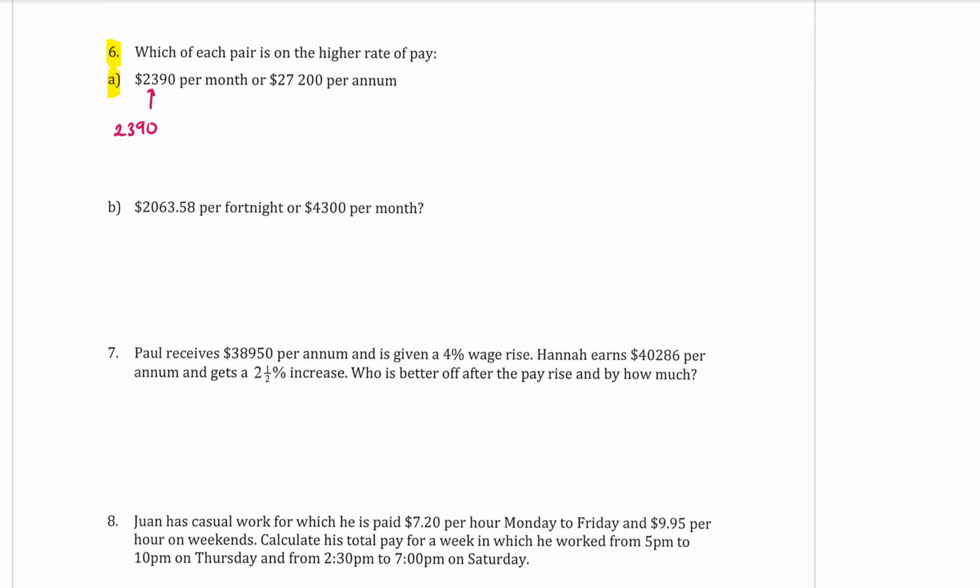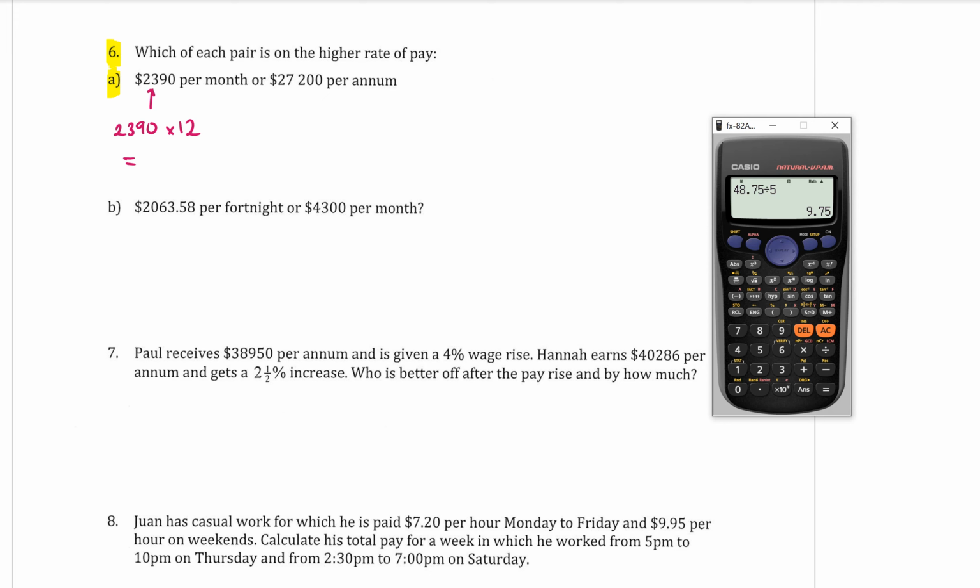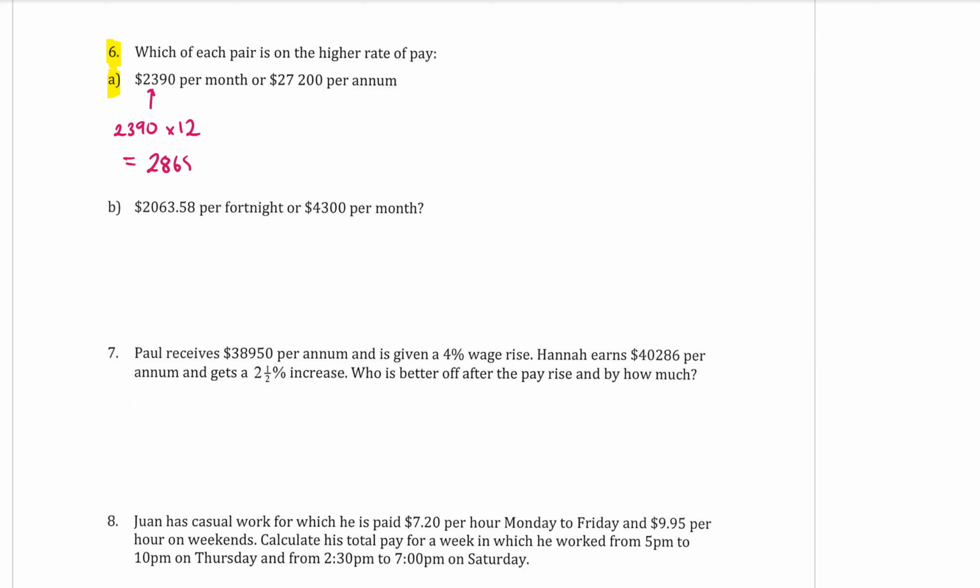So it's $2,390 per month. If I times that by 12, that would tell me the yearly pay. 2,390 times by 12 is 28,680. Now we can see 28,680 per year or 27,200 per year. Which one would you prefer? Which one gives you more money?